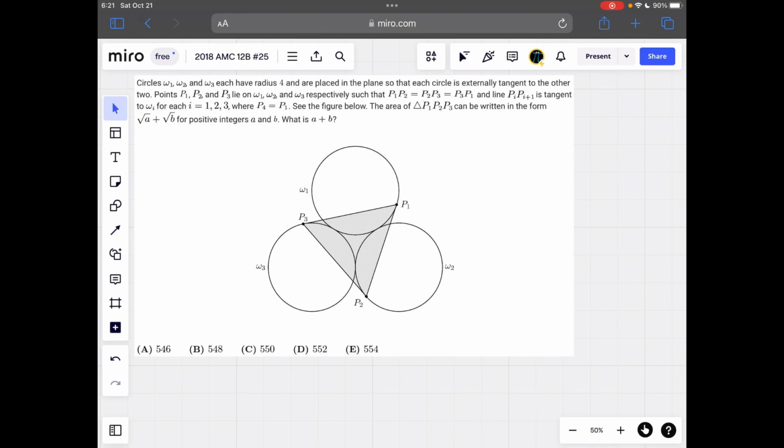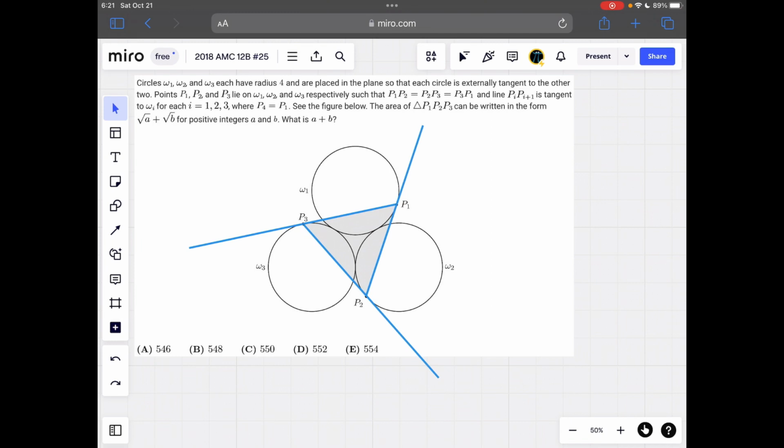So we have three circles, omega 1, omega 2, and omega 3, and then we choose points P1, P2, and P3 on those three circles in such a way that triangle P1P2P3 is equilateral, but also line P1P2 is tangent to omega 1, and line P2P3 is tangent to omega 2, line P3P1 is also tangent to omega 3. Now, because of the symmetry of this, the tangency applies everywhere, and the triangle is equilateral. The center of this triangle is going to be located at the exact same place as the center of this diagram consisting of the three circles.